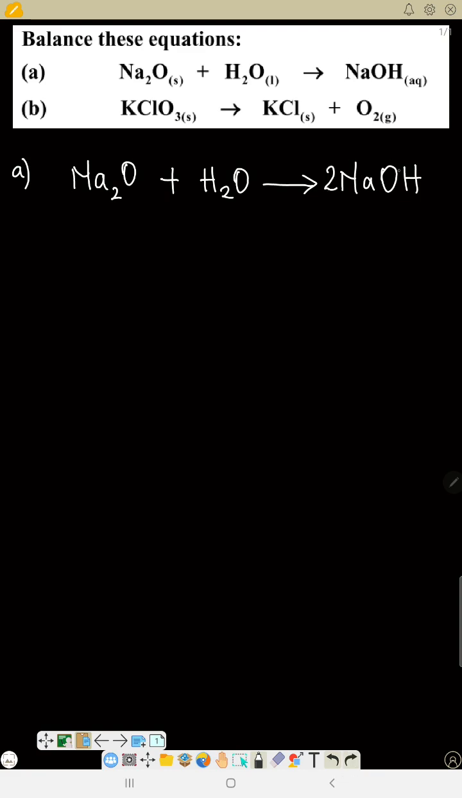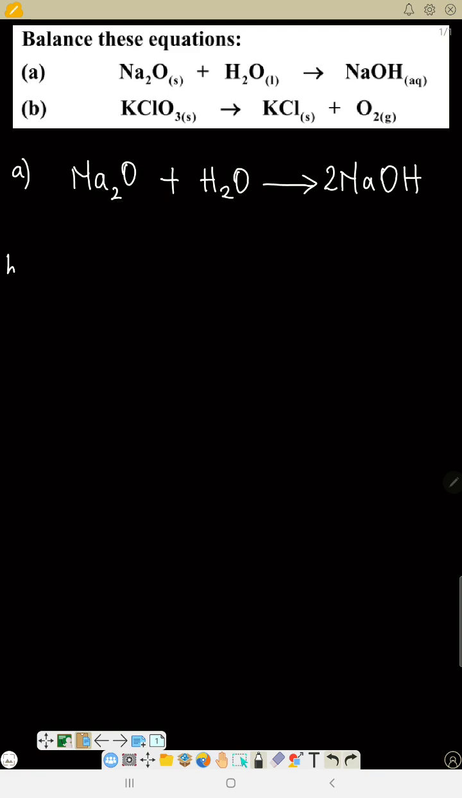So if sodium is balanced, how many hydrogen do you have here? 2 times 1, 2. How many hydrogen do you have here? 2 is also balanced. How many oxygen do you have here? 2. How many oxygen do you have here? 2. So everything is balanced.